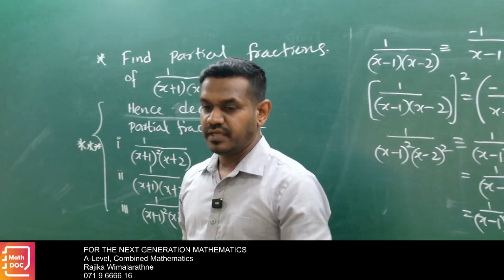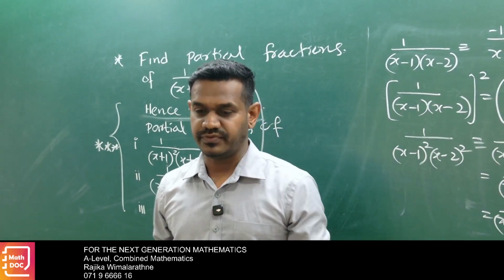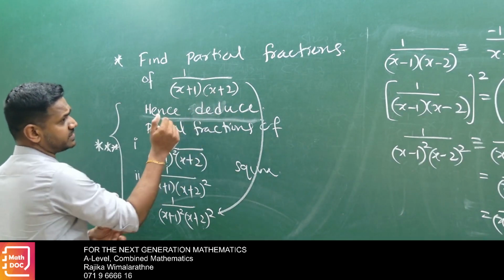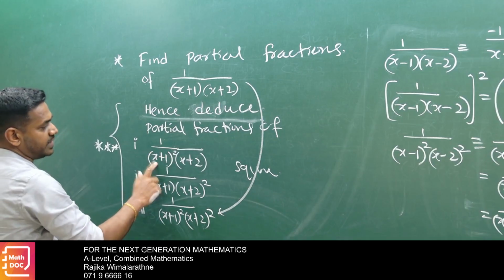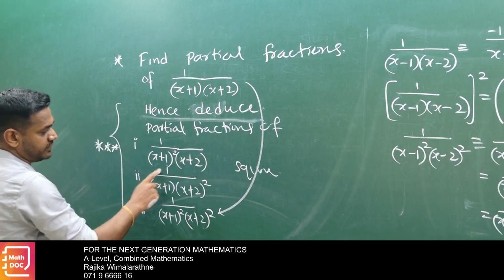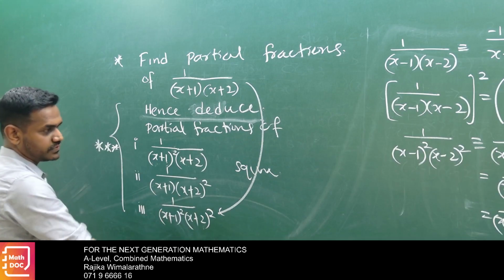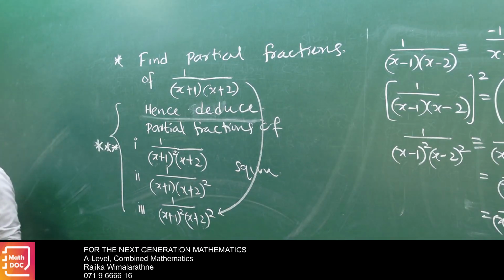Okay. Now you try this question, similar format, but you continue. Find partial fractions of 1 over x plus 1, x plus 2. Hence deduce the partial fractions of 1 over x plus 1 squared, x plus 2, 1 over x plus 1, x plus 2 squared, and 1 over x plus 1 squared, x plus 2 squared. Okay, do it. Same method. Do soon.